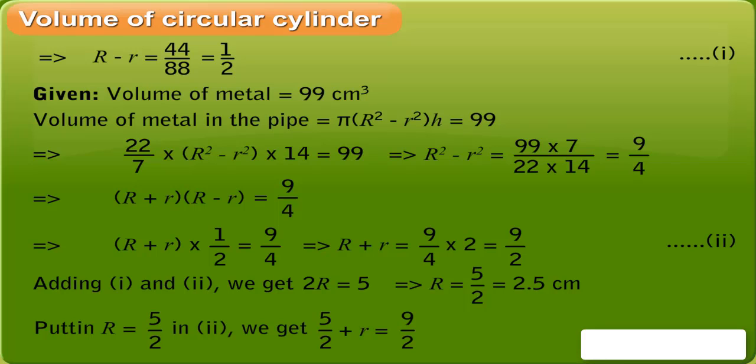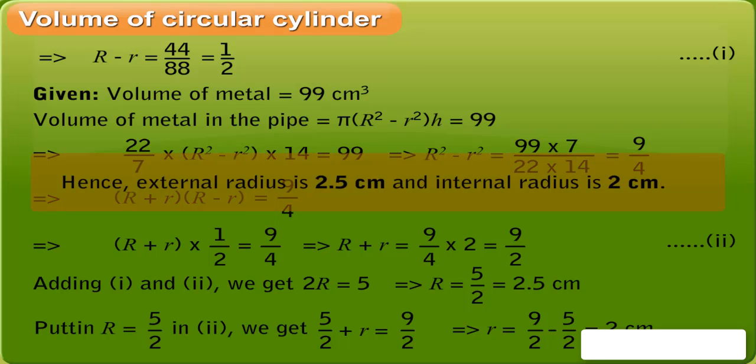Put capital R is equal to 5 by 2 in the second equation, we get 5 by 2 plus small r is equal to 9 by 2. This implies small r is equal to 9 by 2 minus 5 by 2 is equal to 2 centimeter. Hence, external radius is 2.5 centimeter and internal radius is 2 centimeter.